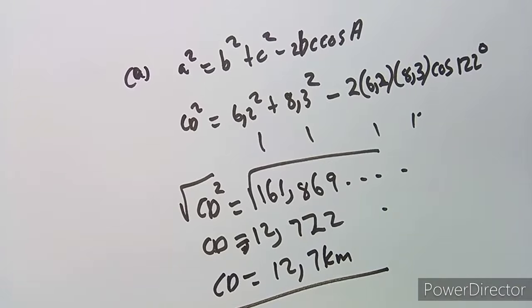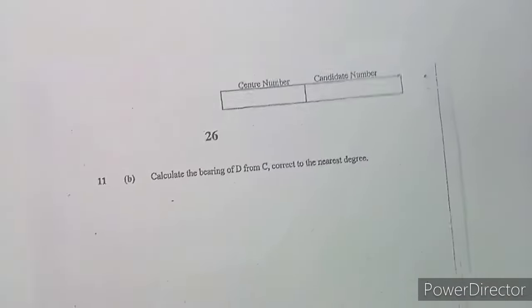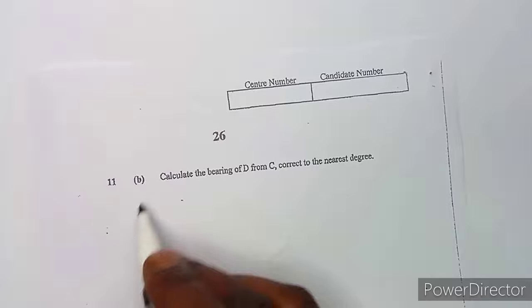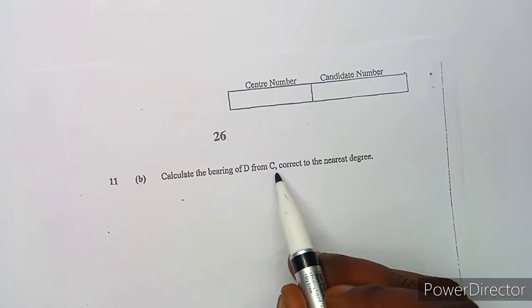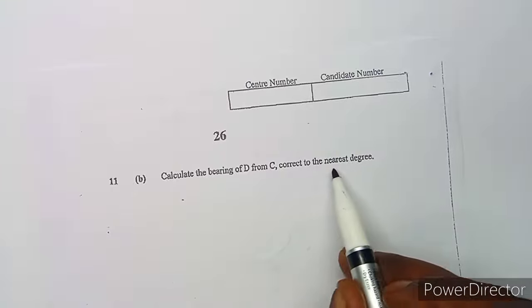So that's it, guys. You have to apply your calculators properly, and I think I explained all these things, that I think now I'm showing you what you're supposed to do. Actually, on B, calculate the bearing of D from C, correct to the nearest degree.